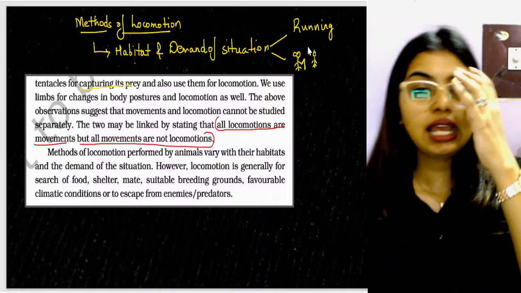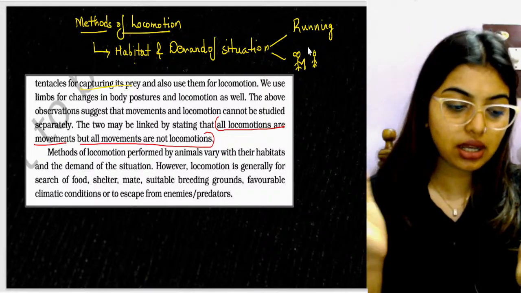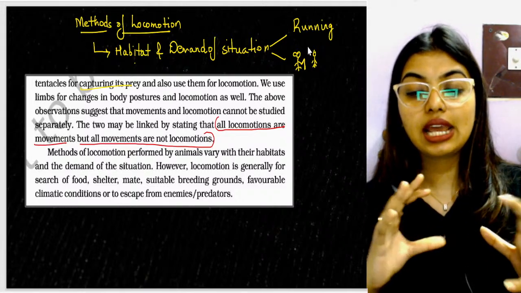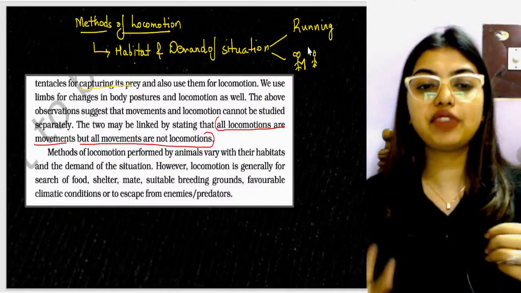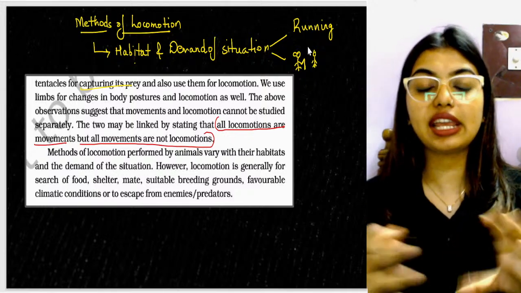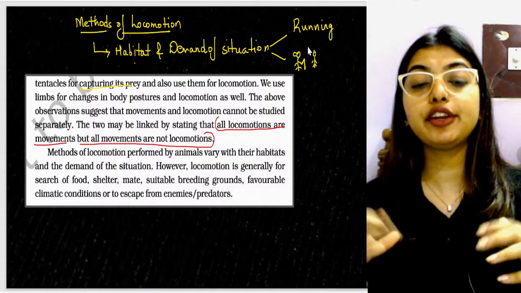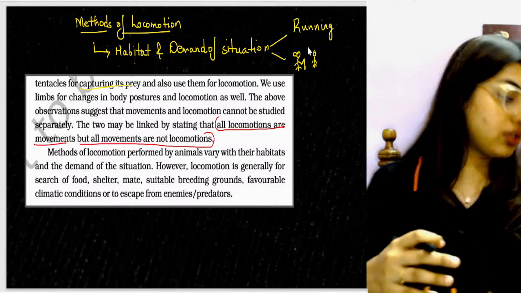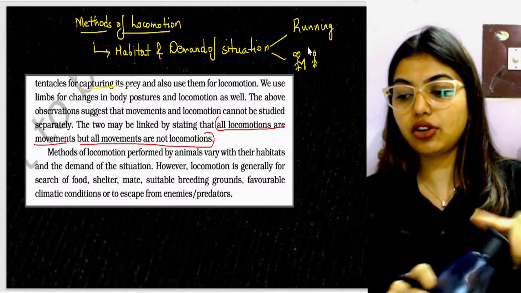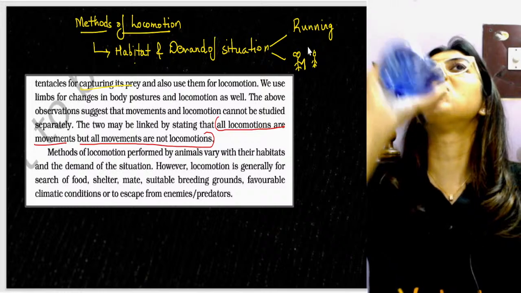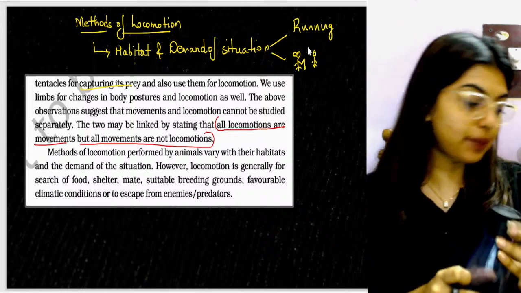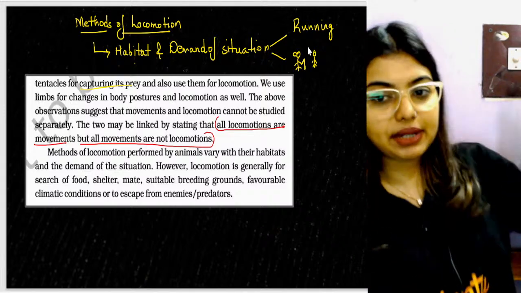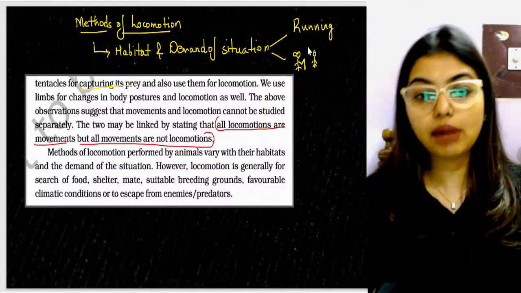So in the same way here, demand of situation means where these organisms are located, how is their surrounding, are they in a marine form, freshwater form, terrestrial, land, flying. Depending on all of this, and depending on what situation they are going to be in, all that is going to matter. Clear or not? Okay, methods of locomotion performed by animals vary with their habitat and the demand of the situation.